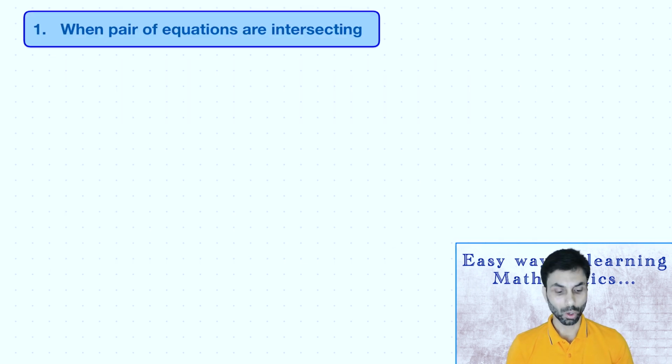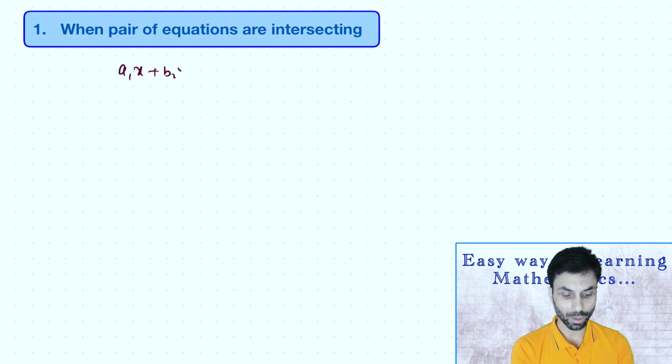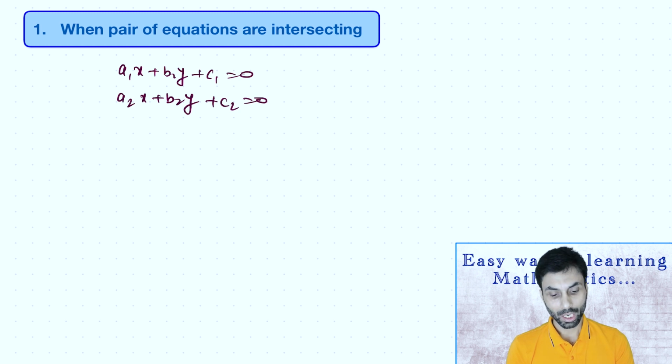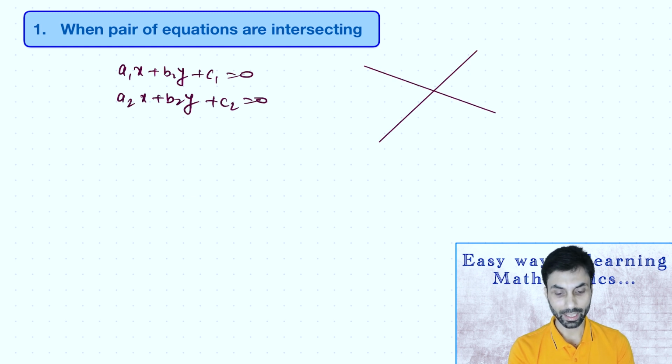So first we'll talk about when the pair of equations are intersecting. In this case we have a1x plus b1y plus c1 equals 0 and a2x plus b2y plus c2 equals 0. Now when we draw the pair of equations, what will happen? The pair of equations will intersect at a point, and in this case the point of intersection will also give the solution of it. As we know, we are discussing the pair of linear equations.